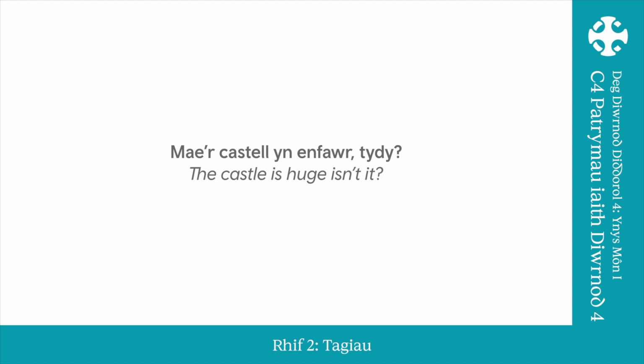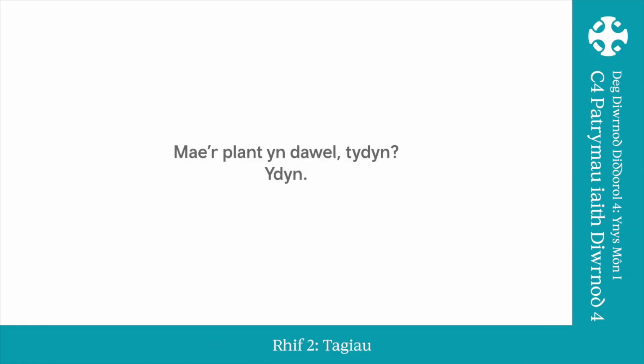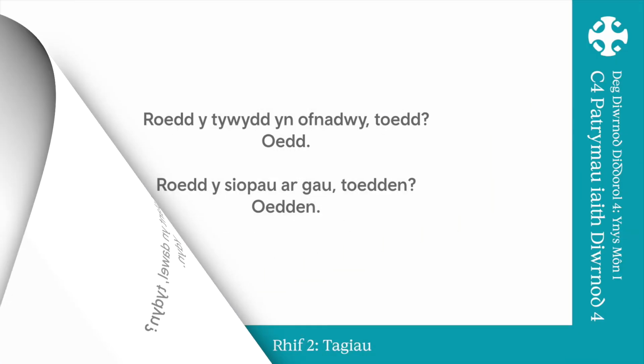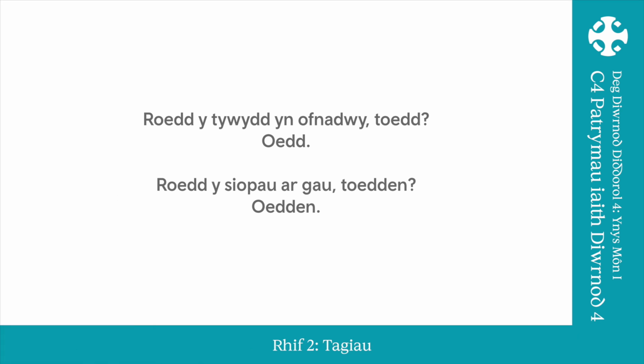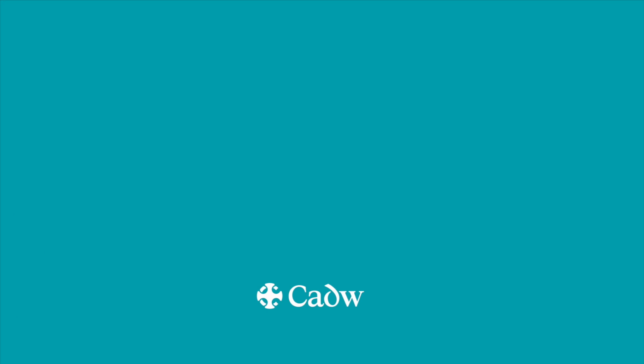Mae'r castell yn enfawr today. The castle's huge, isn't it? The plural form is tydyn, just like the plural yes, ydyn. Mae'r plant yn dawel tydyn? Ydyn. These tags can be used in the past tense too. Roedd y tywydd yn ofnadwy oedd? Oedd. Roedd y siopau ar gau tydden? Oedden.